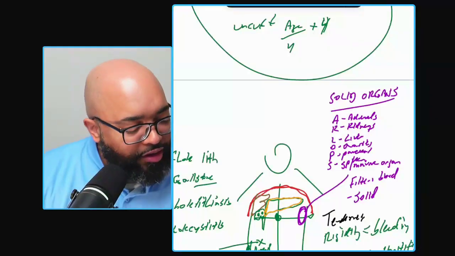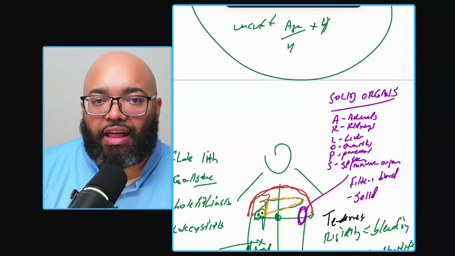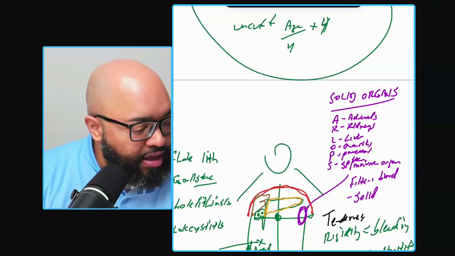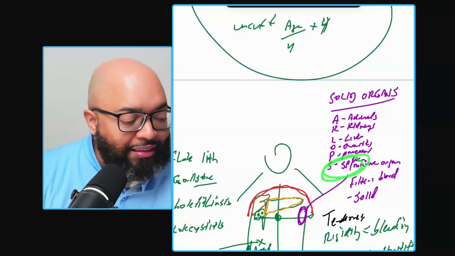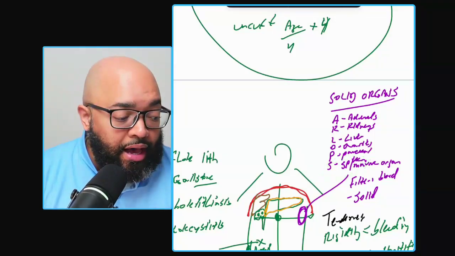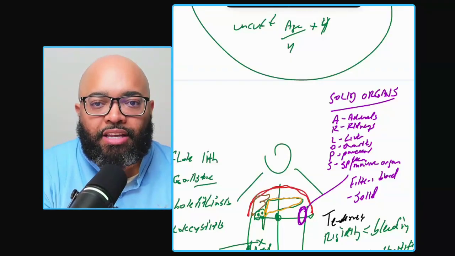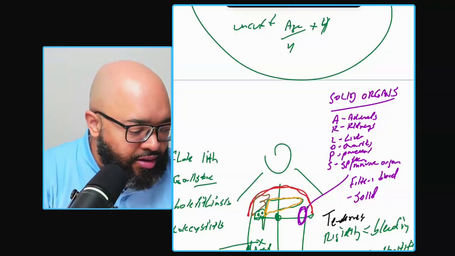Your adrenals, kidneys, liver, ovaries, pancreas, and spleen. All of these organs are solid organs. They bleed a lot. So if you damage any one of these, let's say you have a splenic laceration due to trauma, this could definitely cause massive internal bleeding and send them into hypovolemic or hemorrhagic shock.